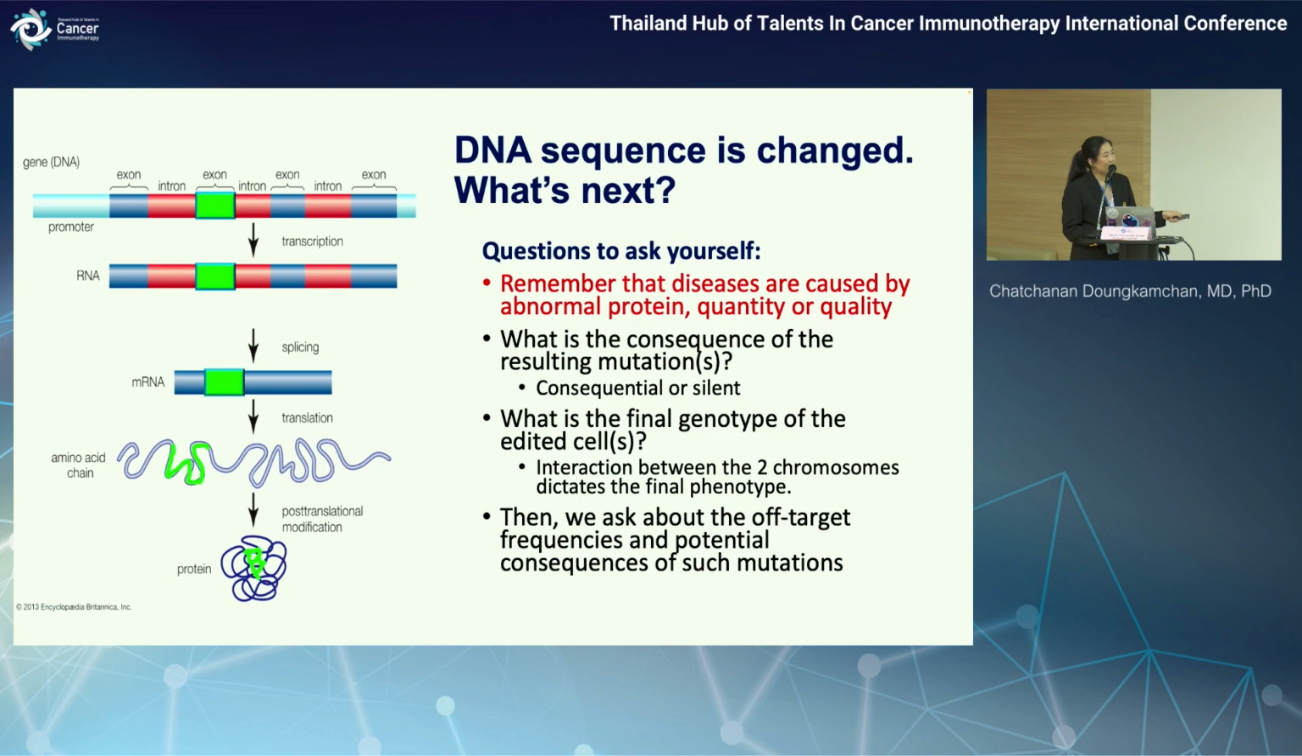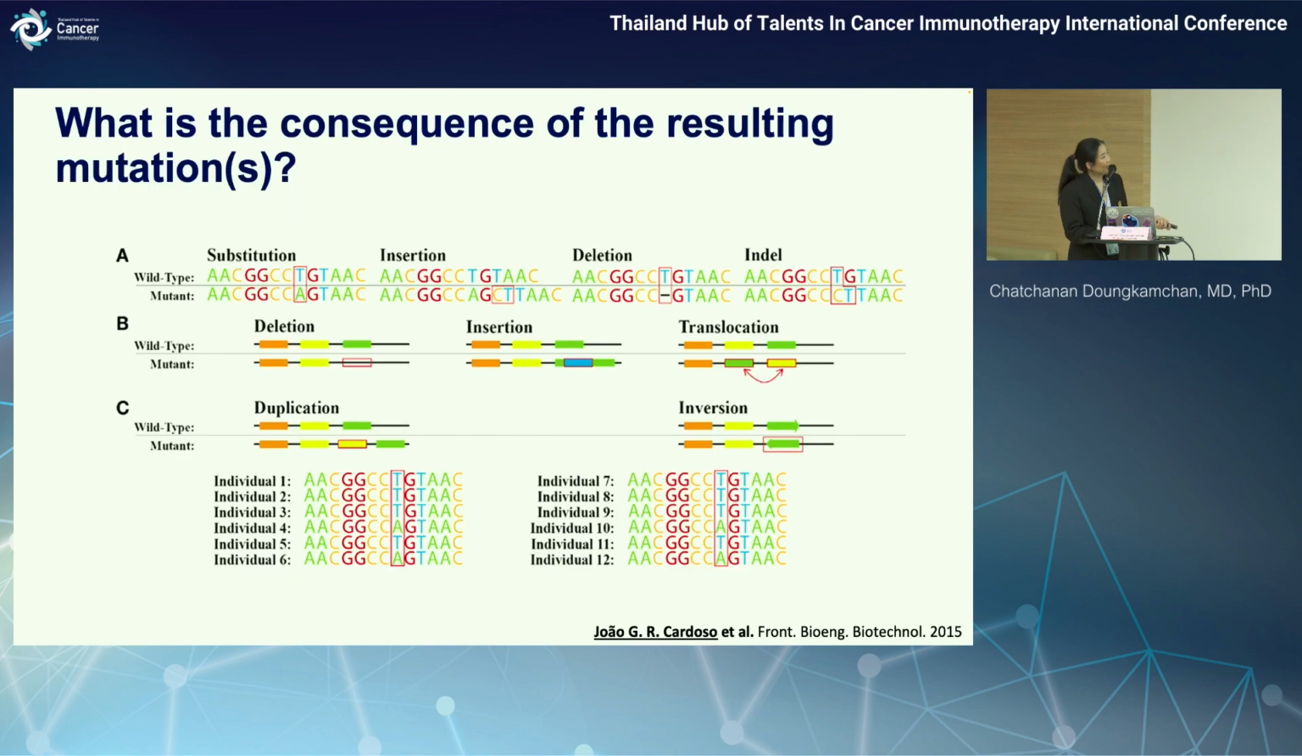And then the second one is that the genotype is actually very important too. Does the edited gene have a heterozygous edited genotype, or homozygous, or compound heterozygous to begin with? And then lastly, we ask about the off-target frequency and potential consequences of such mutations.